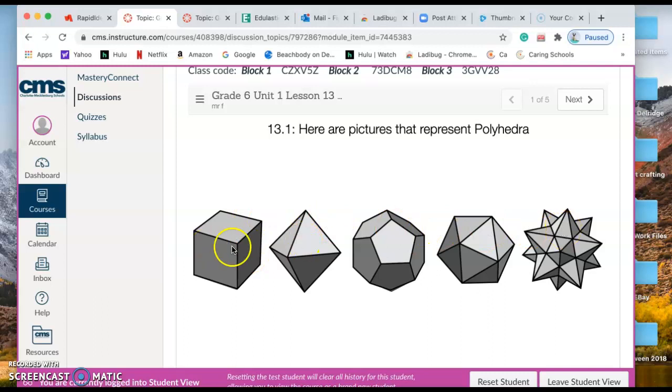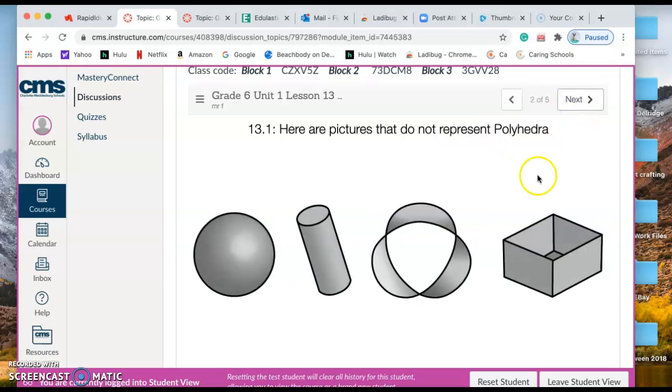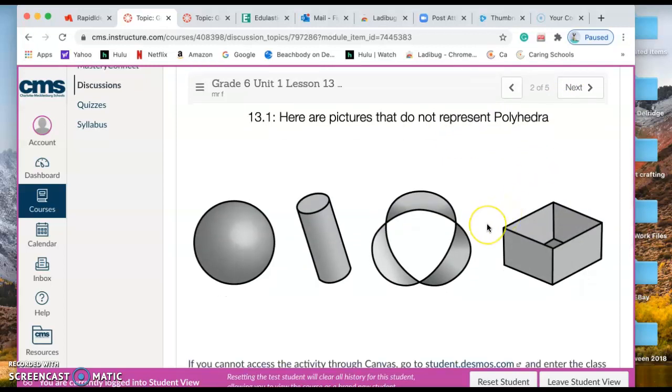Some of these have more specific names, like this guy is a cube, and some of these have crazy names, but I'm not sure exactly what they are. But all we need to know is polyhedra: multi-sided, closed, flat figures. Okay, these are non-examples. These are ones that are not polyhedra. So a sphere cannot be a polyhedra.